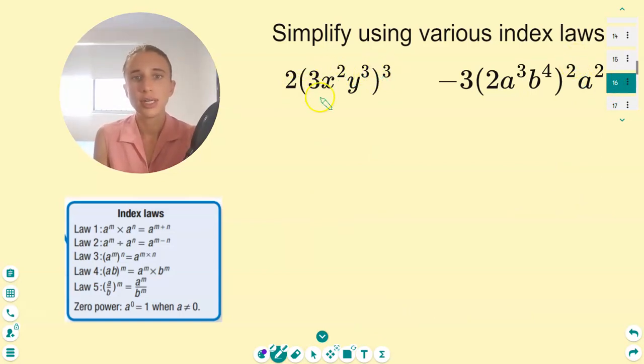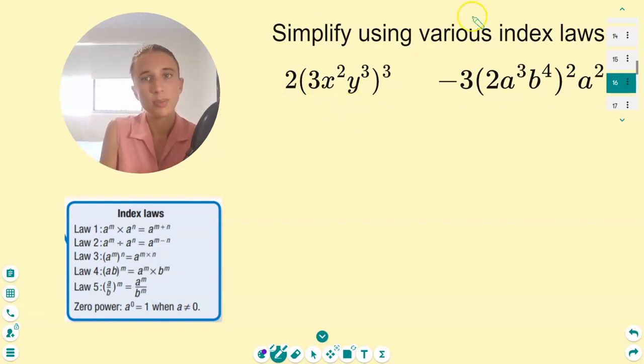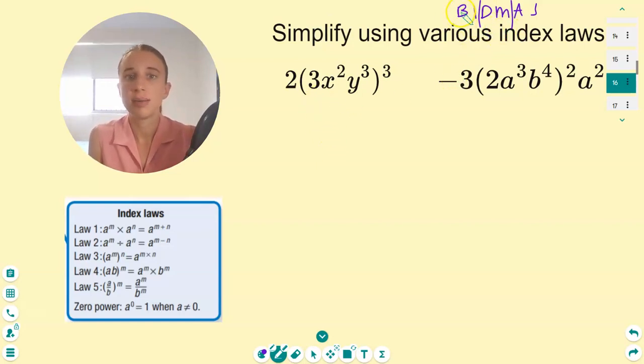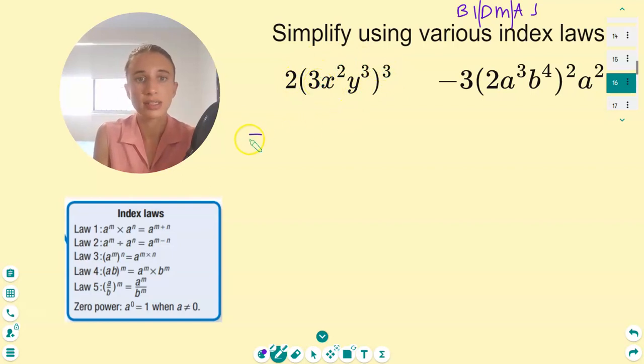So I've got 2 outside of brackets, (3x squared y cubed) to the power of 3. There's a lot of operations going on. Whenever there's a lot of operations, use BIDMAS, the order in which operations are performed, to guide you. Brackets come first. We can expand this pair of brackets here.